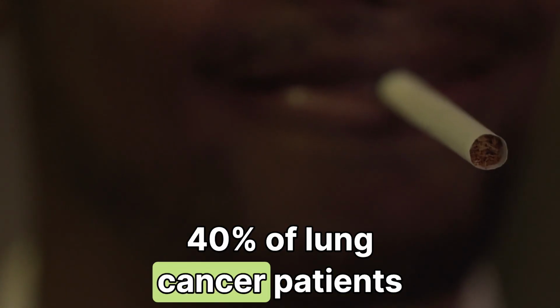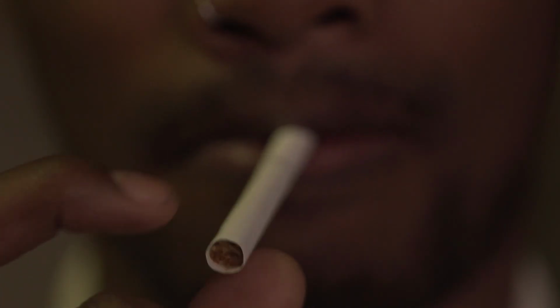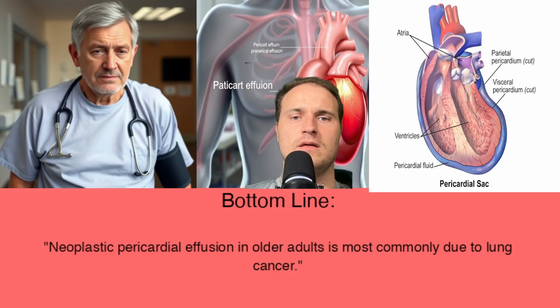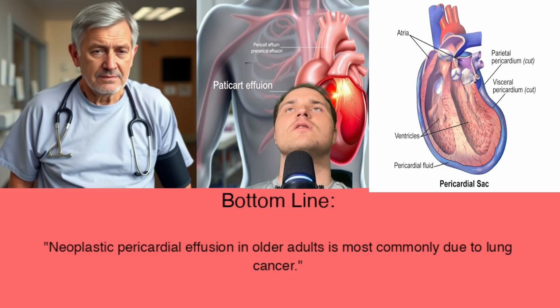So 40% of lung cancer patients actually have pericardial metastasis on the autopsy, and that's just how often this will just sneak into the sac around the heart. Loves to do that. And so neoplastic pericardial effusion in older adults is most commonly due to lung cancer.